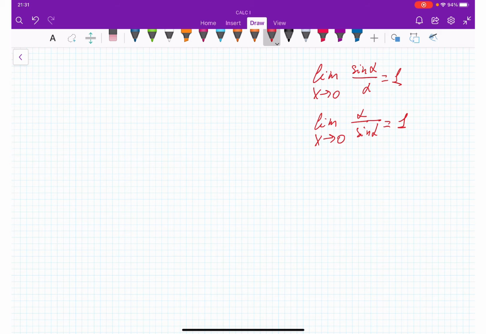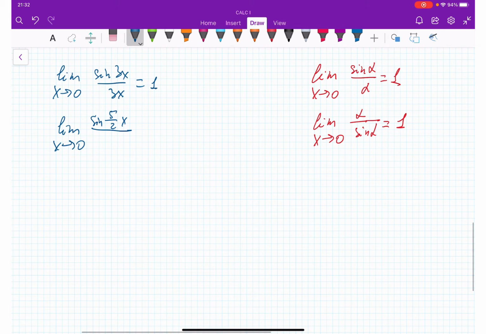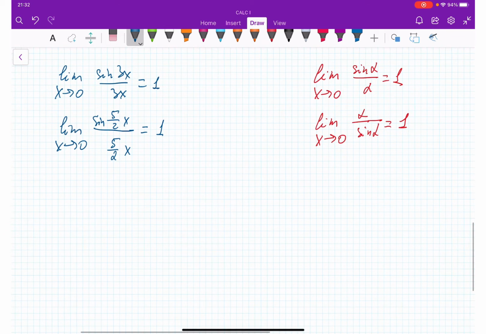Okay, now here's the thing. We don't necessarily have to have only one variable or one parameter alpha. The argument can be more complicated, like limit as x approaches 0 of sine 3x over 3x, it's still equal to 1. Or limit as x approaches 0 of sine of 5 over 2x, over 5 over 2x. It's still going to be equal to 1. So this parameter can be complicated also.